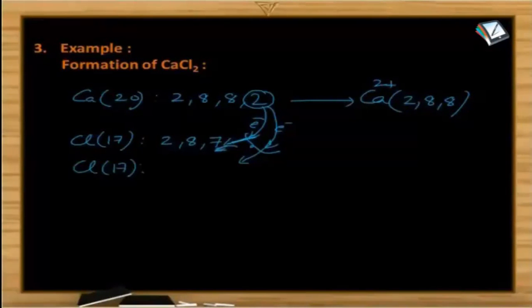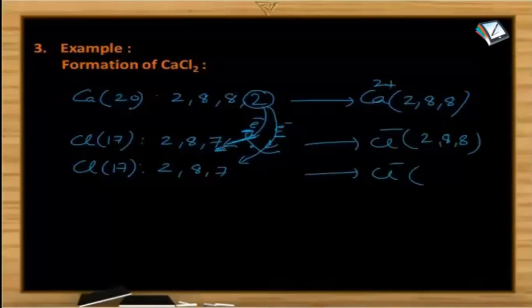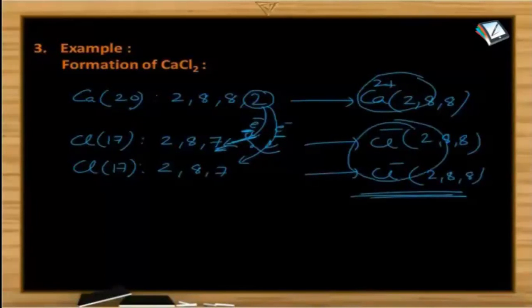Both these individual electrons are taken away by 2 separate chlorine atoms, and both of them are converted into Cl- ions separately with the same electronic configuration 2, 8, 8. See, again the cation and anion both have the same electronic configuration. Again this is an example of isoelectronic ions. Then the oppositely charged calcium ions and chloride ions are held together by a strong electrostatic force of attraction called the ionic bond.